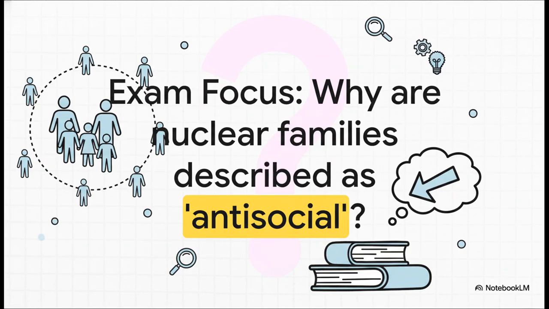Okay, let's switch gears a bit to some direct exam prep. This is a classic question. Your textbook brings up the Marxist feminists Barrett and McIntosh, and they use this really interesting word to describe nuclear families: antisocial. So what on earth do they mean by that?